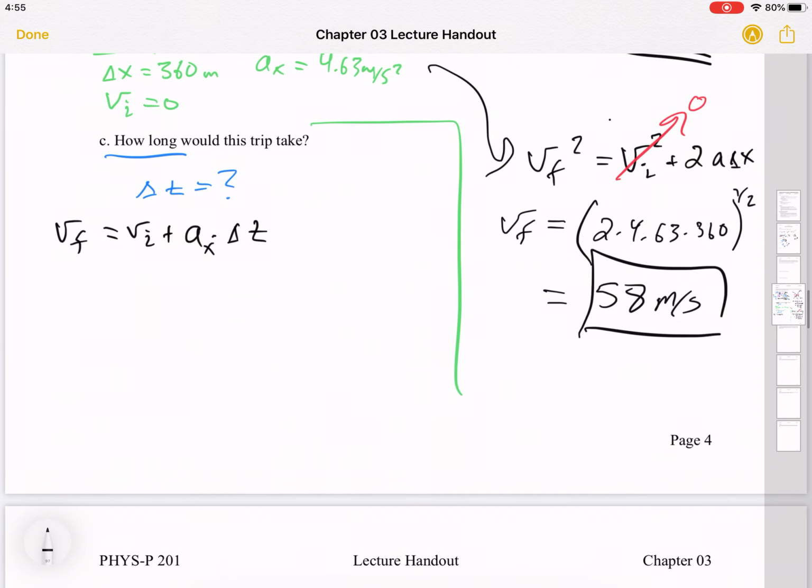All right, okay. So we just plug in 58. Again, I would not round at this point. V initial was 0. The acceleration was 4.63 meters per second squared times a delta t. That time is what we're solving for. So I just need to divide 57.7 by 4.63, and what I get is 12.47 seconds, which I'll round to 12.